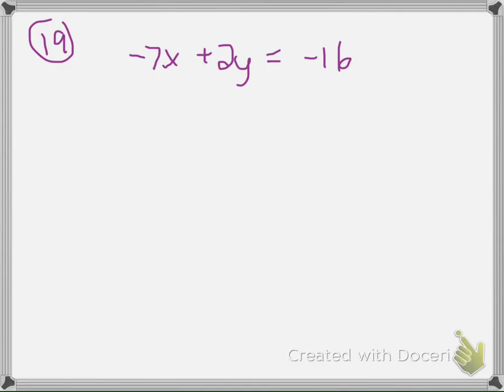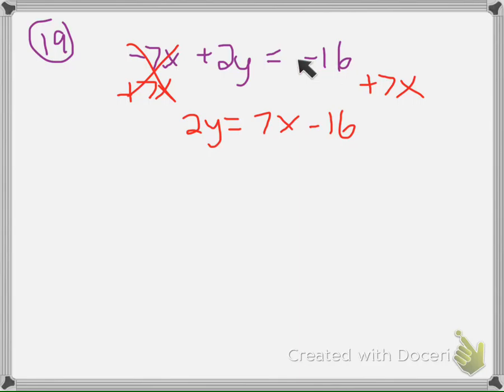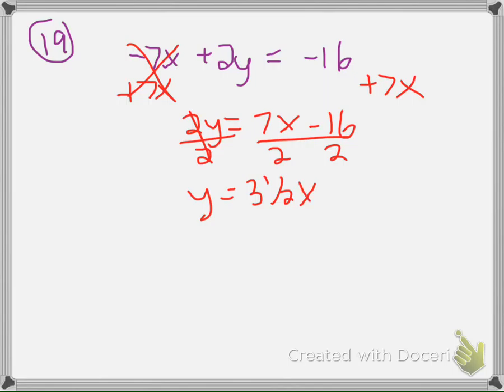Okay, number 19. I have to move my x again, but the x is already negative, which means to get rid of it, I'm going to add 7x, because I have to do opposite operation to move it. I'm left with 2y equals 7x minus 16. Make sure you're bringing down the negative signs with everything. Then I need to divide by 2. So I'm left with y equals 3.5x. And negative 16 divided by 2 is negative 8.